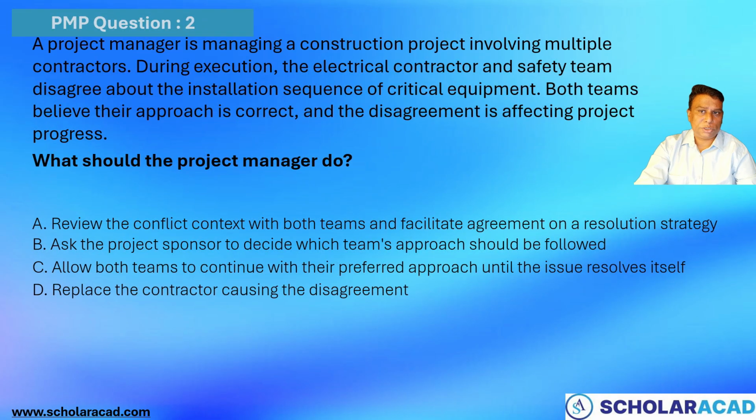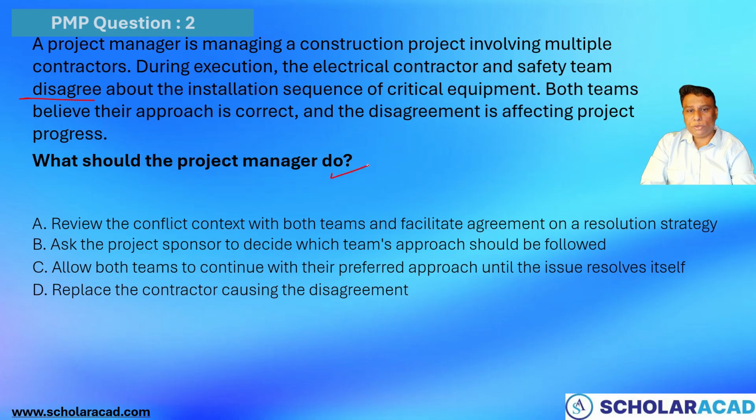Now moving to question number 2. The manager is managing a construction project involving multiple contractors. During the execution, the electrical contractor and the safety team disagree about the installation sequence of the critical equipment. Both teams believe their approach is correct, and the disagreement is affecting the project progress. What should the project manager do?